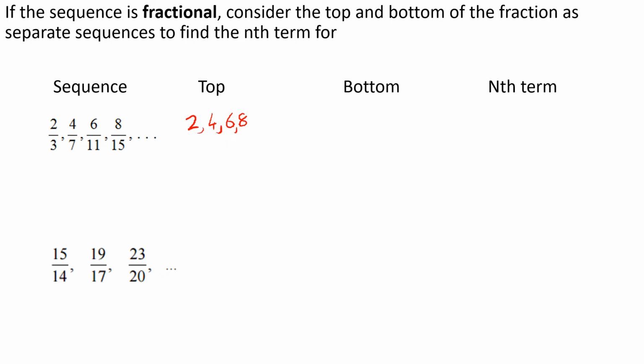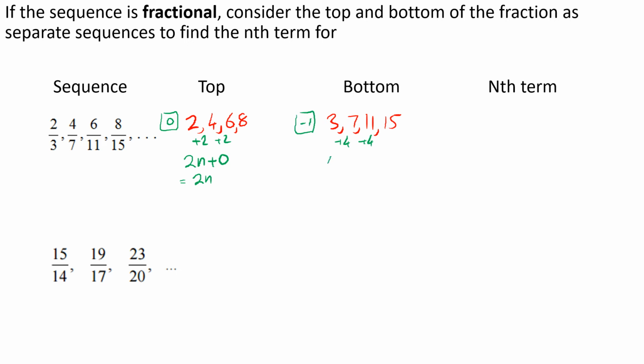So our top goes 2, 4, 6, 8. So we find our constant difference, which is plus 2. We find our zero term, which is 0 actually in this case. And so that sequence would be 2n plus 0. Now you tend not to need to write plus 0, so we could just say our nth term is 2n. On the bottom of that sequence, we have 3, 7, 11, 15. That's going up in 4s. And our zero term would be minus 1.